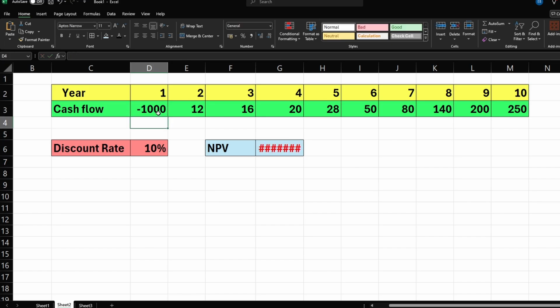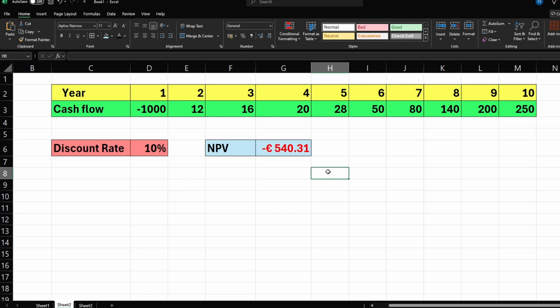A negative NPV means the project doesn't cover its cost of capital, so it might not be worth pursuing unless there are other strategic benefits.